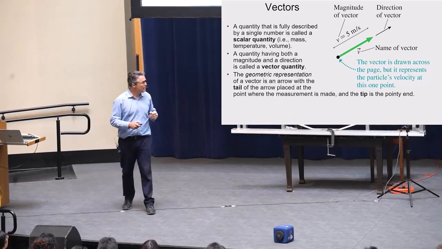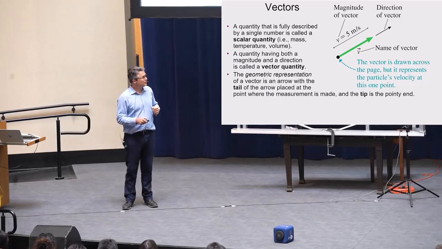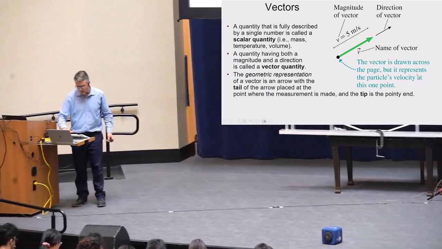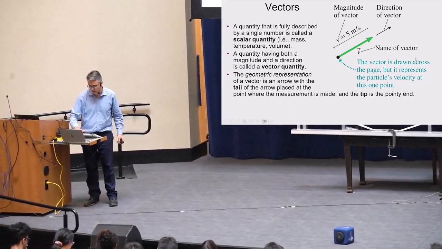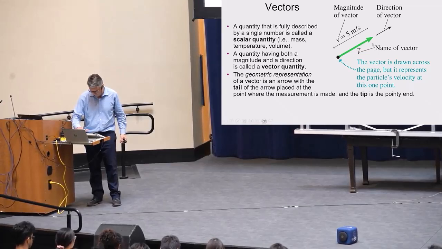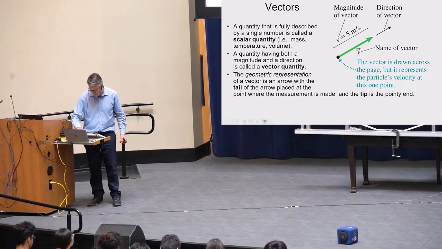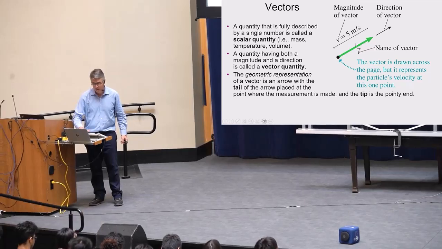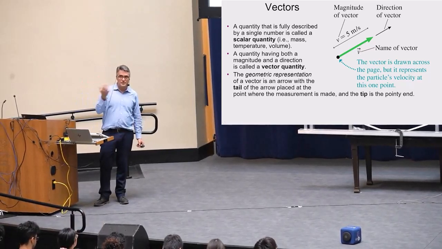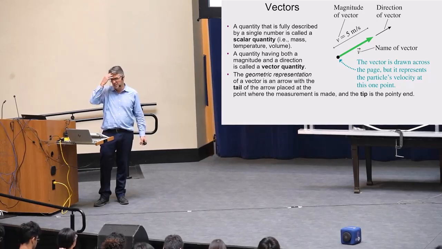And the idea is that sometimes the tail of the arrow is a place where you make the measurement, and then you just draw the tip as the pointy end off that direction. You can name the vector. Sometimes I put a little vector sign, like a little arrow sign, on top of the symbol to remind me that it's a vector and not a scalar. Because they're so different, right?